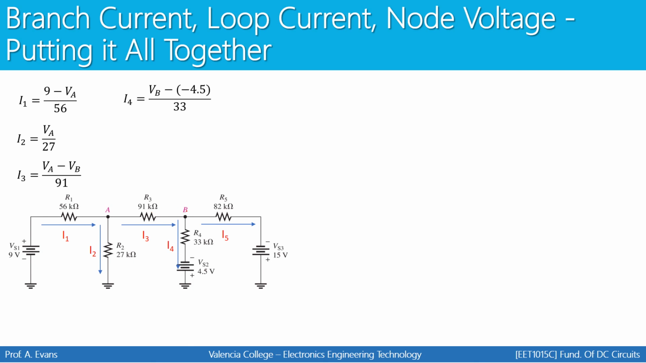I4 is going to be VB minus negative 4.5. You've got a double negative there, so that's going to come out to be positive. Same thing with I5. We have VB minus a negative 15, divided by 82. So we've got our 5 equations. And then what we need to do is a KCL at node A, a KCL at node B, and we're going to replace each branch current with one of these values.